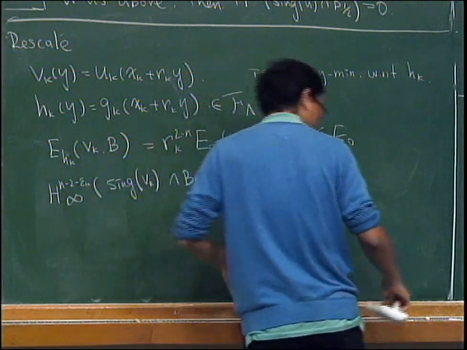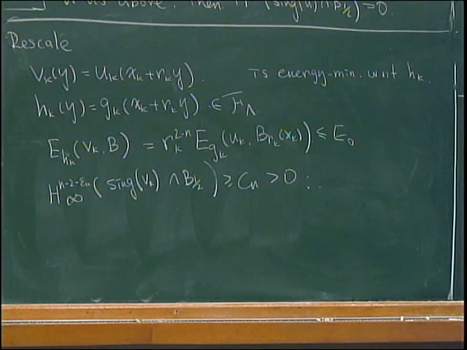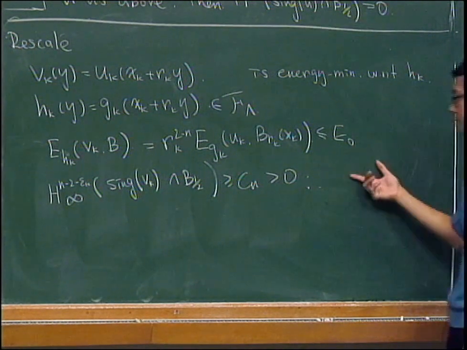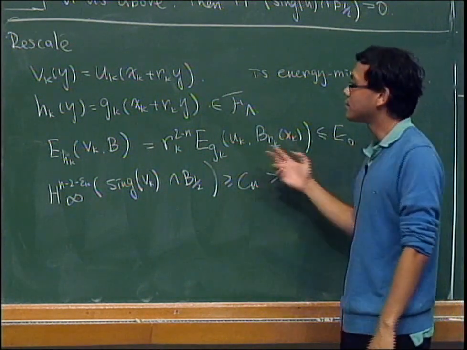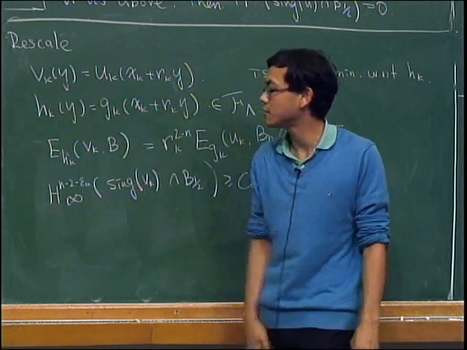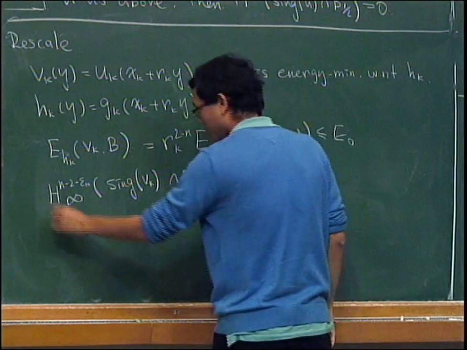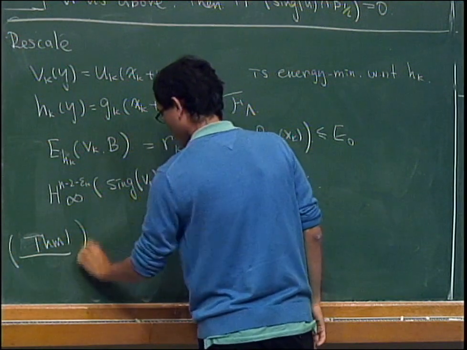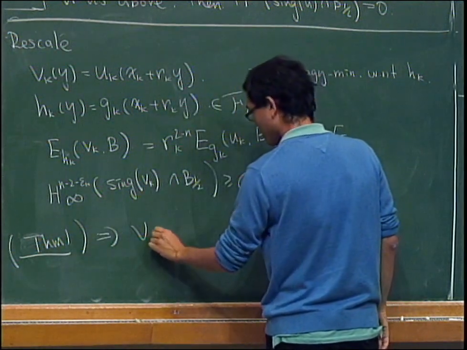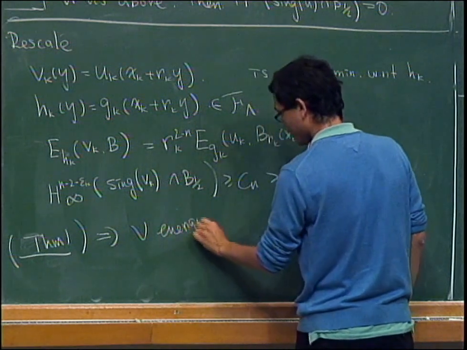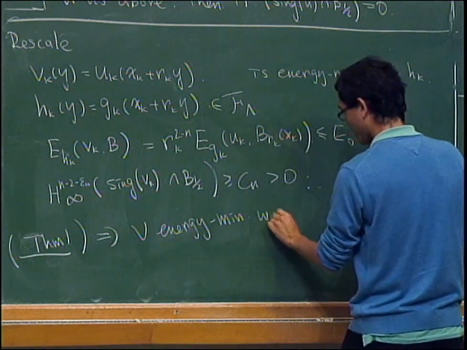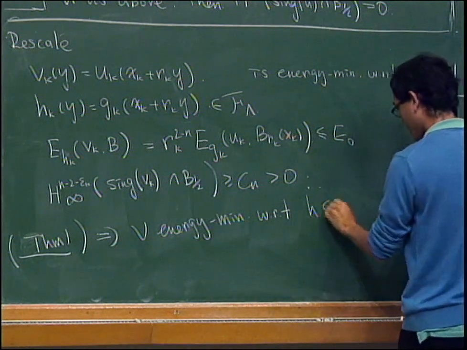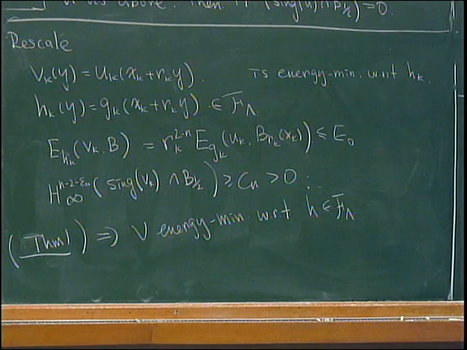Anyway, now you see that the assumptions of the compactness theorem are verified on the sequence of maps and the sequence of metrics. So you can invoke theorem 1 to get a limit map that's energy minimizing with respect to a metric H here. Now, I'm almost done.